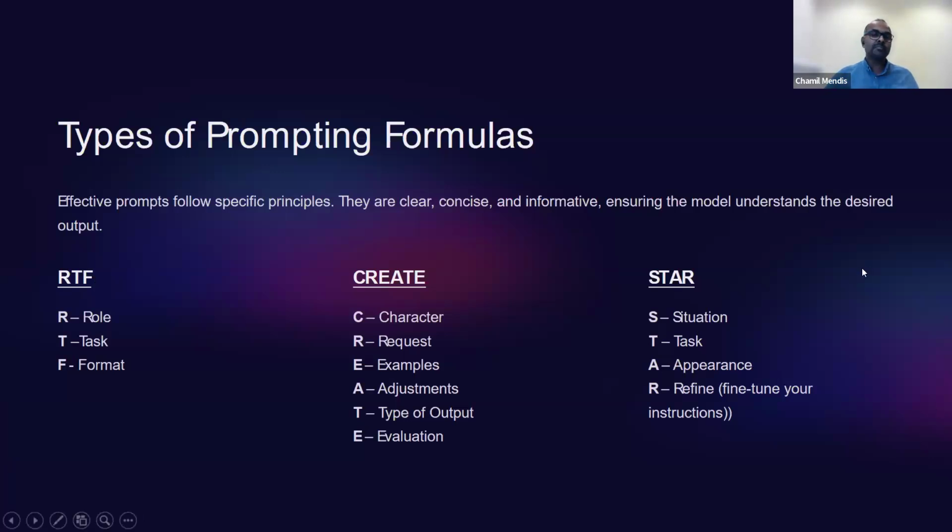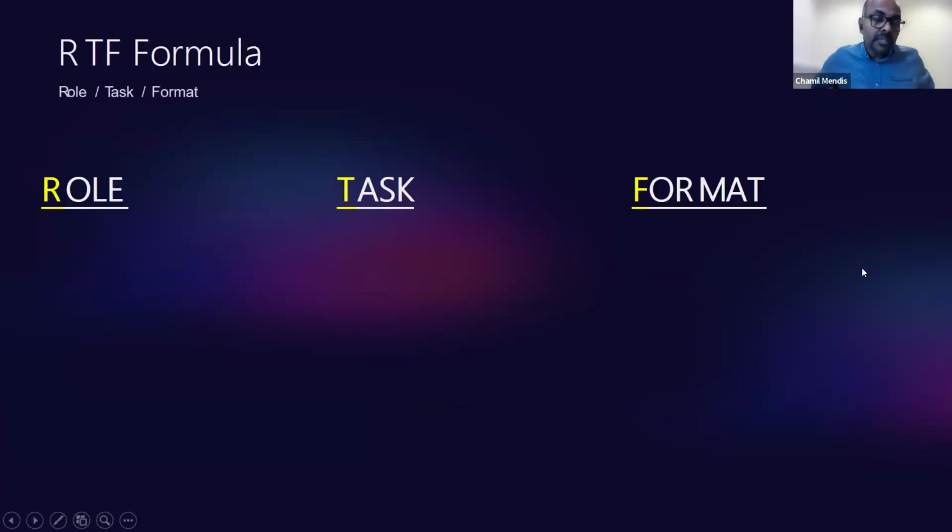So let's look at the simple one, RTF. The name says it: the RTF formula stands for role, task, format. Here you need to understand very clearly, when you are creating a prompt, we used to open ChatGPT and say, create a project management plan for this project, whatever, whatever. We used to say it like this, a kind of direct conversation with the model.